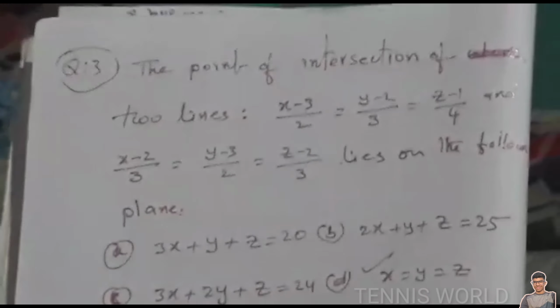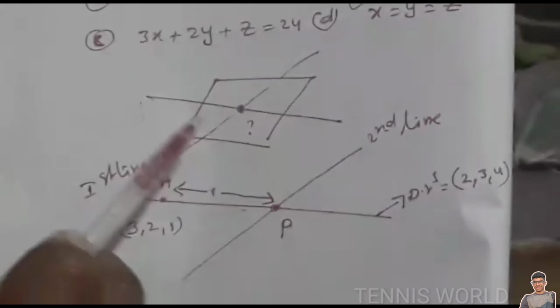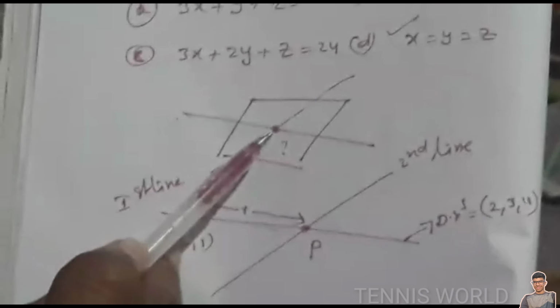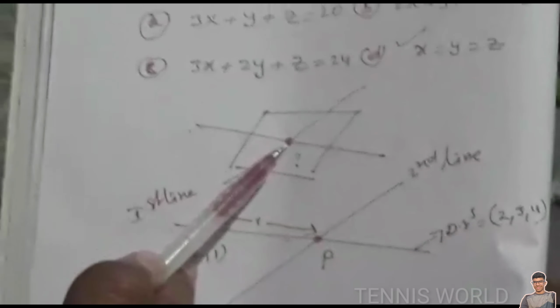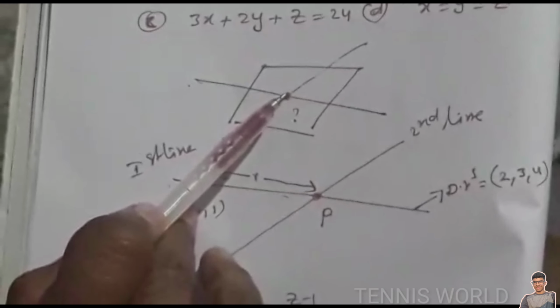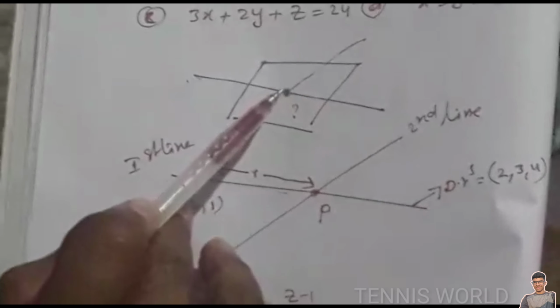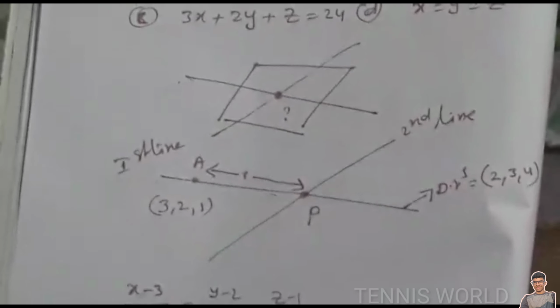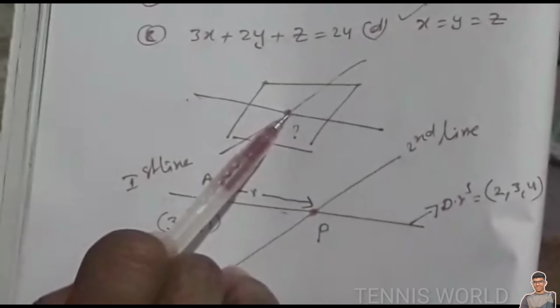First of all, everybody, you find out the point of intersection of the given two lines. See, these are the given two lines. So this is the meeting point of the given two lines, and this meeting point is called the point of intersection. After finding this point of intersection, we need to check which plane this point lies on.